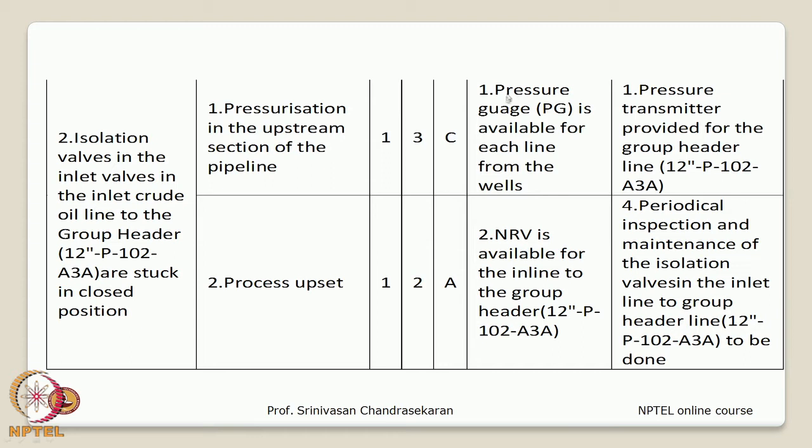Then the safeguards available are a pressure gauge on each line, so that this pressure gauge can check whether the pressurization happening in the upstream line is beyond the threshold value of the pipeline or not. However, a non-return valve is also available, which will avoid the process upset, because whenever the line is stuck or closed, it will not allow a backflow in the given line. So, that is also considered an advantage, the presence of a non-return valve. However, to improve the facility and mitigate the consequences seriously, we recommend to introduce a pressure transmitter and provide periodic inspection of the maintenance of the valve, because choking of the valve may be due to non-maintenance of the valve, among many reasons.